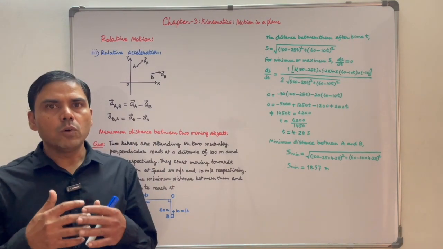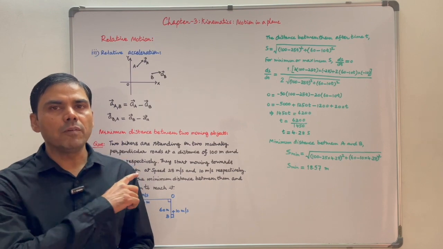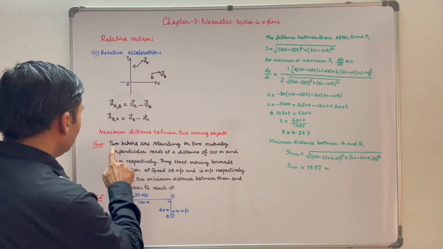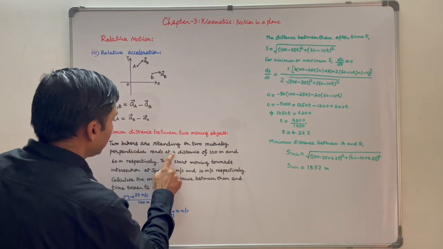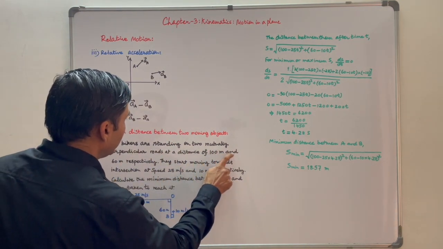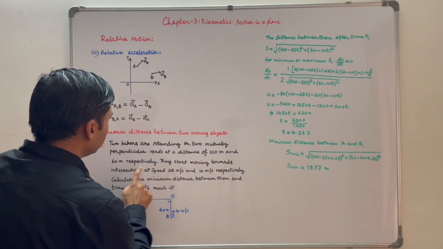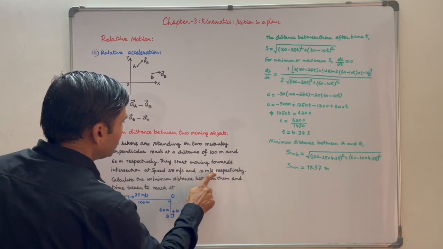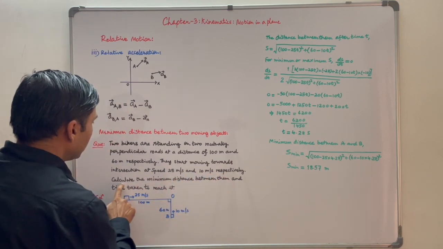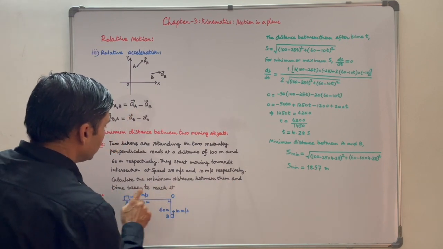Now let us see how to calculate minimum distance between two moving objects with the help of this question. Two bikers are standing on two mutually perpendicular roads at a distance of 100 meter and 60 meter respectively. They start moving towards intersection at a speed of 25 meter per second and 10 meter per second respectively. Calculate the minimum distance between them and time taken to reach it.